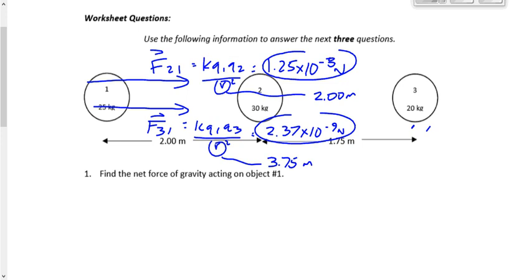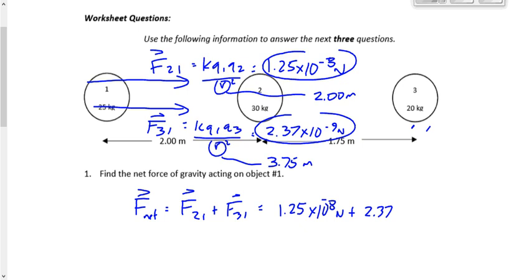Now when I'm finding the net force, we do what we've done a million times before already in our last unit. F net is equal to the sum of the forces. We're going to say F21 plus F31. We add those up, both positive because they're both to the right. But you can see why we draw our free body diagram. Sometimes we're going to get a force to the left, and we have to pay attention to positives and negatives. We do this, it gives me, to 2 digits, 1.5 times 10 to the negative 8 newtons.